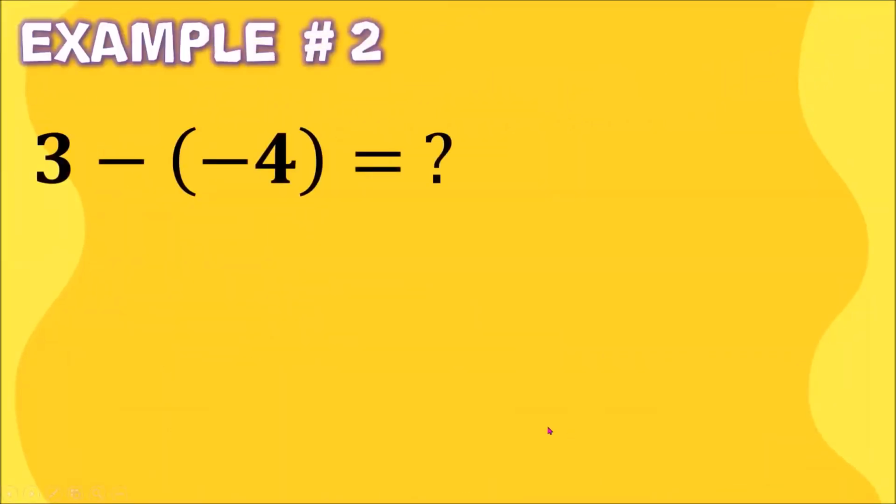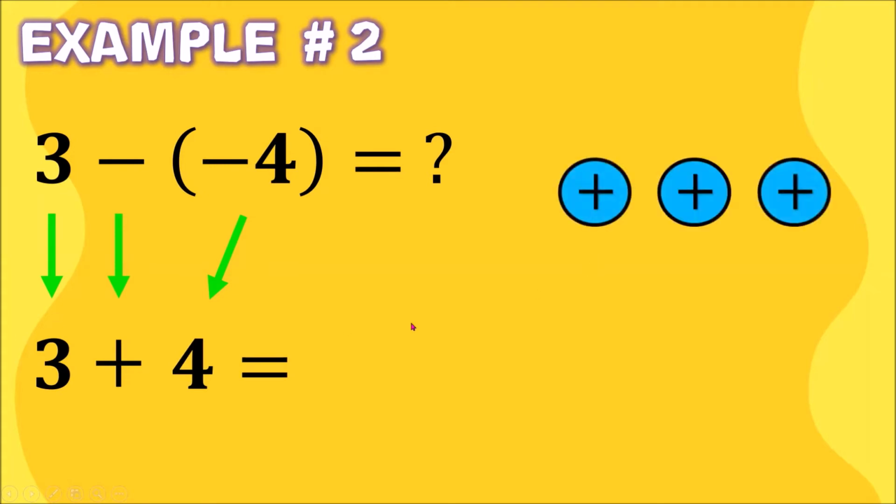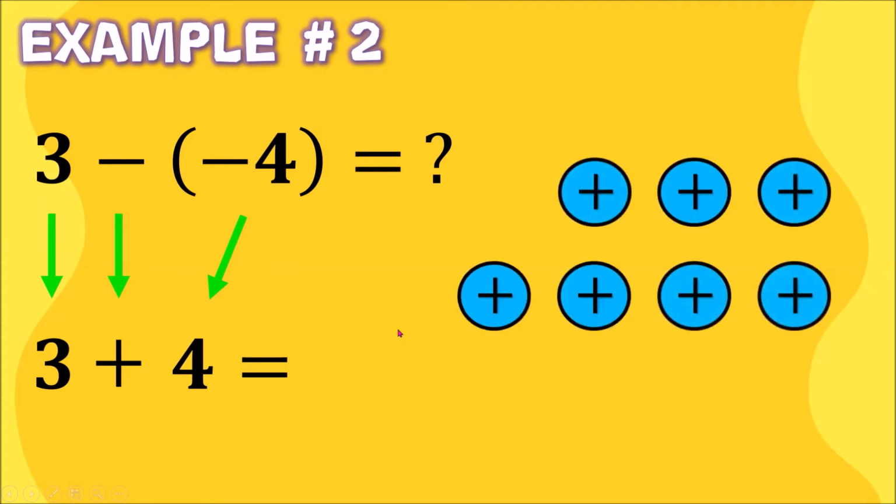Next, example number 2. 3 minus negative 4. Again, just copy 3, the first integer. Minus sign will become plus sign. Negative 4 will become positive 4. So we have now 3 plus 4 equals, so we have 3 blue colored counters and then 4 blue colored counters. No cancellation. So we have 7. So 3 plus 4 equals 7.